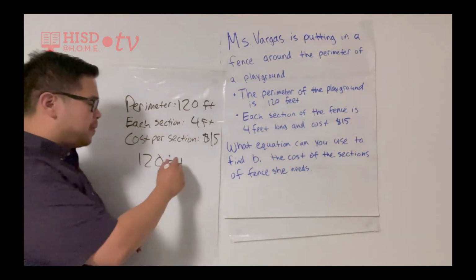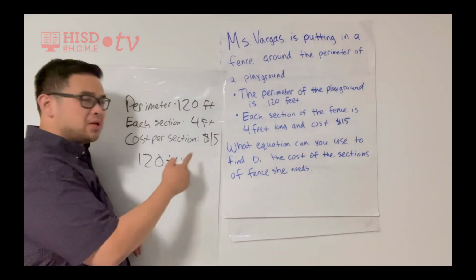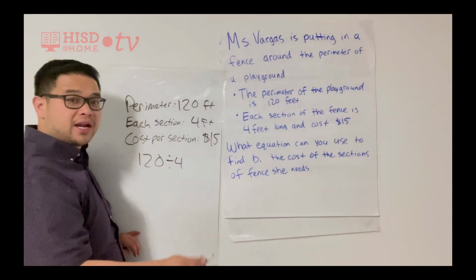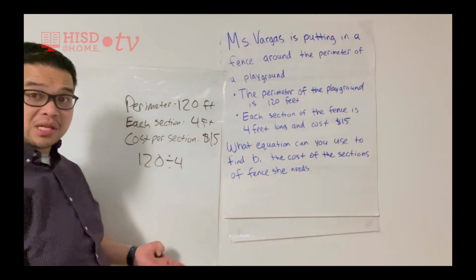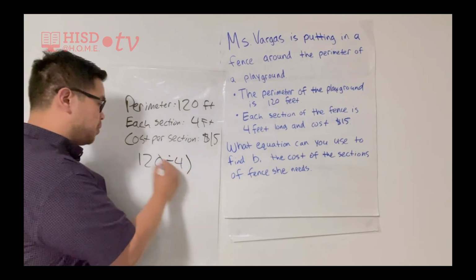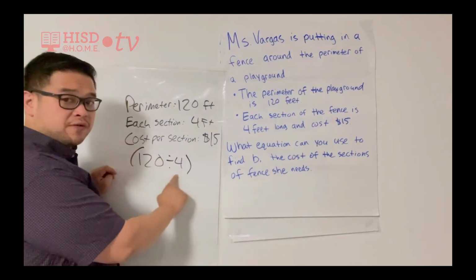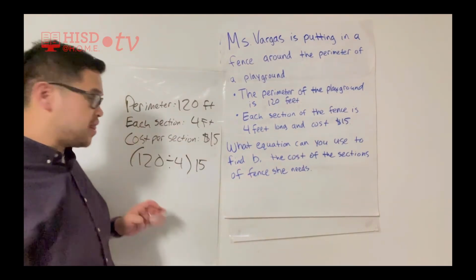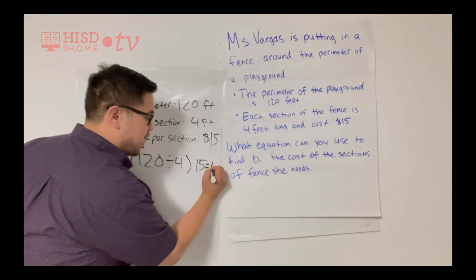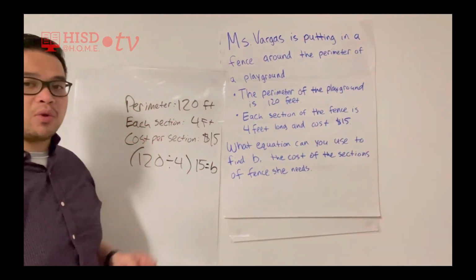So now we divide by that 4 feet, we get how many sections there are, and then to find out the price, we have to take $15 and multiply it with how many sections there are. So I'll put my parentheses because we need to solve for this first, and then we can multiply $15. And that will give us our B that we're looking for.